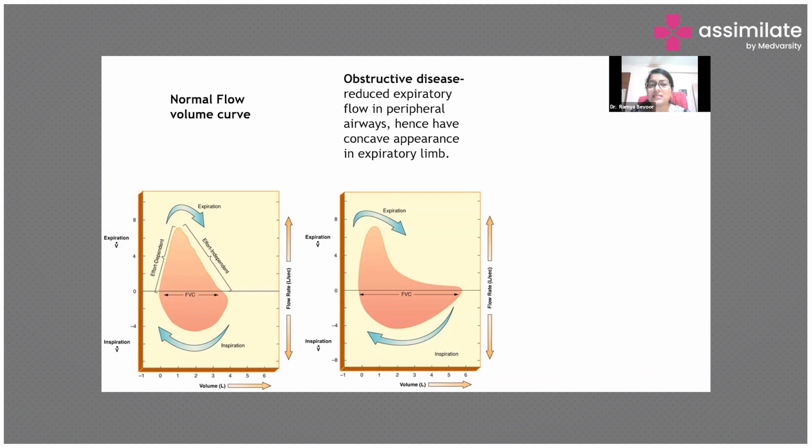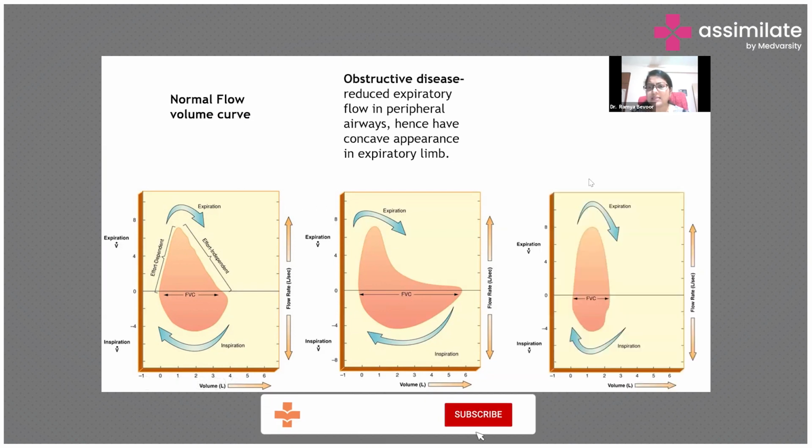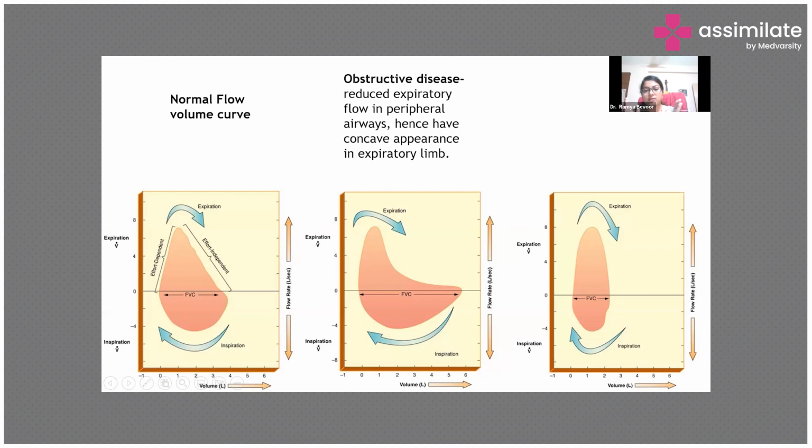What happens here is there is a reduced expiratory flow in peripheral airways, and hence you have a concave appearance. And this is a restrictive disease. What happens in a restrictive disease is the entire lung capacity itself is reduced, right? So FVC itself is reduced. But because FEV1 is almost normal, you have a long elongated sort of curve. So the flow rates are preserved, but the volume itself is reduced. So the expiratory limb will have a convex appearance. But when it comes to an obstructive disease, it will have a concave appearance.